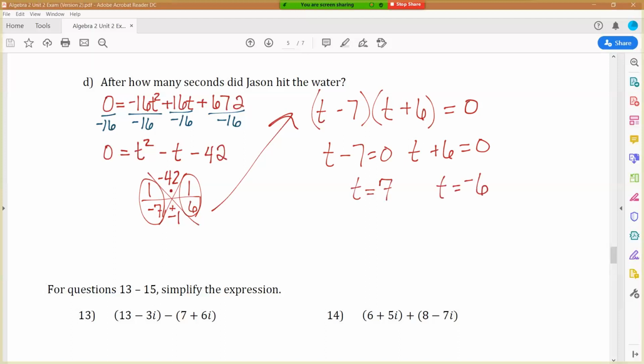Remember, we were calculating the time it takes Jason to hit the water. If I told you that it took Jason 7 seconds to reach the water, would you believe me? It is a long time. But if I told you it took Jason negative 6 seconds to hit the water, would you believe me? No, it's not possible for him to reach the water after negative 6 seconds. So we just have one answer: your time equals 7 seconds. So Jason's hitting the water after 7 seconds. Questions on this one?